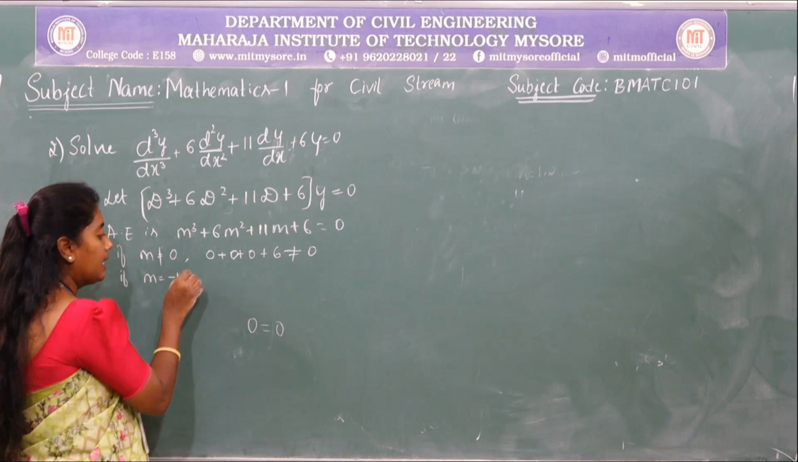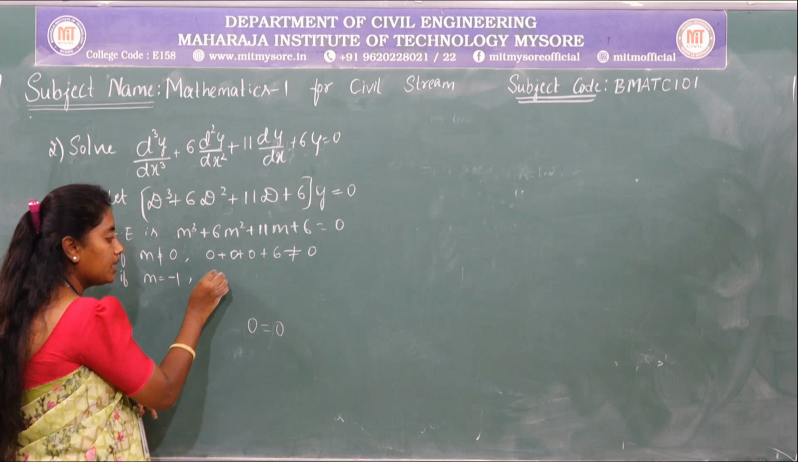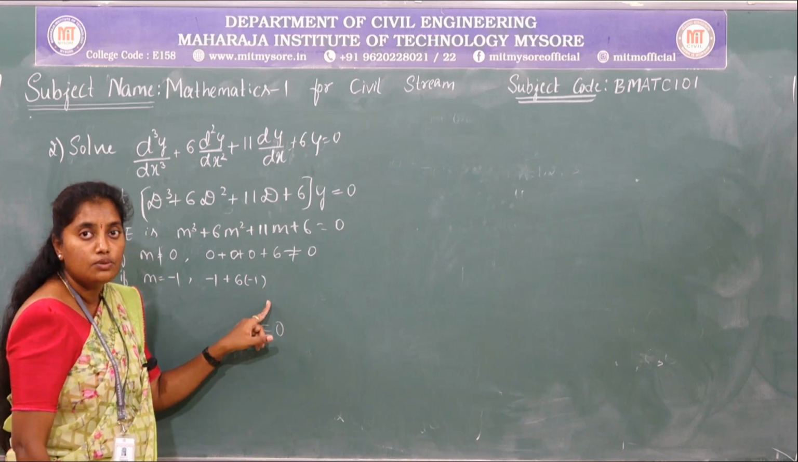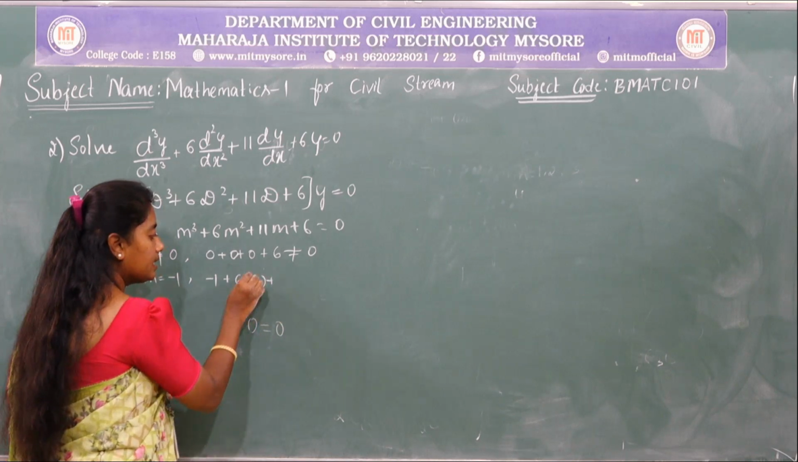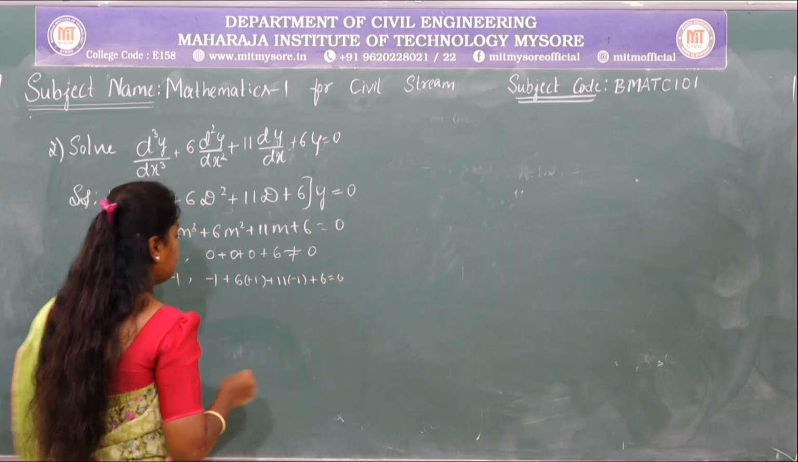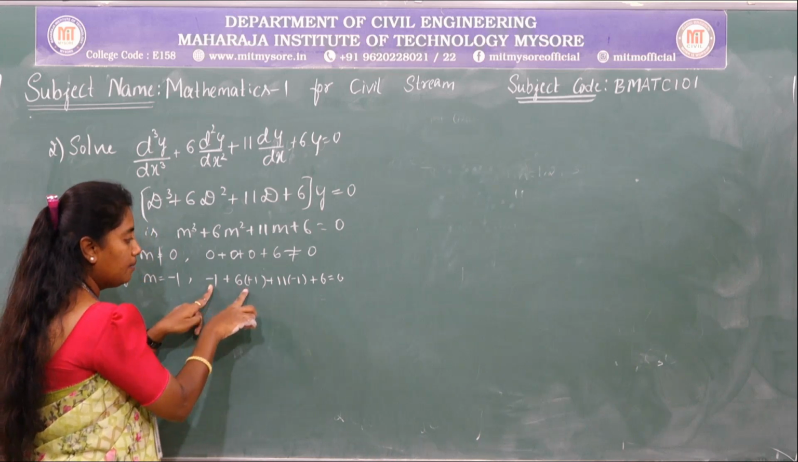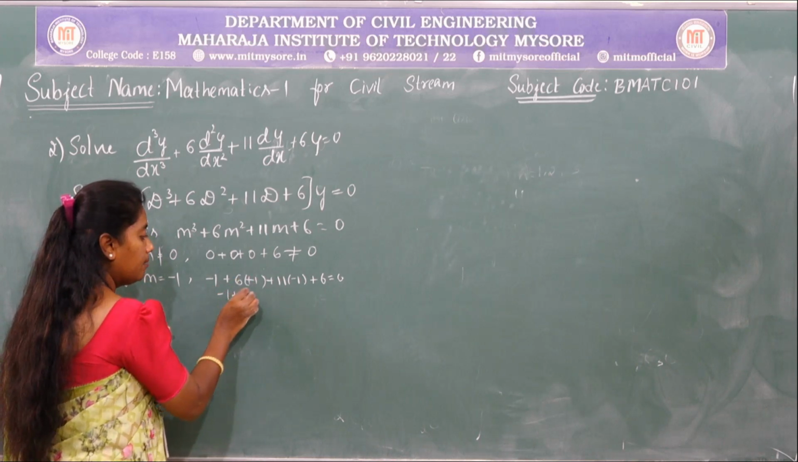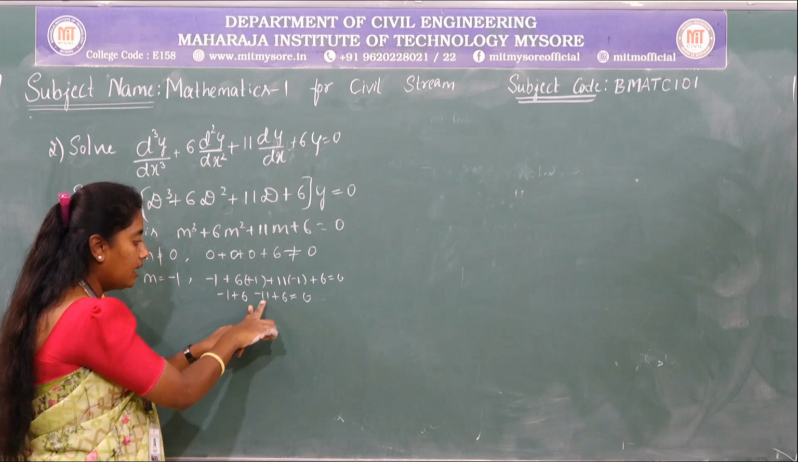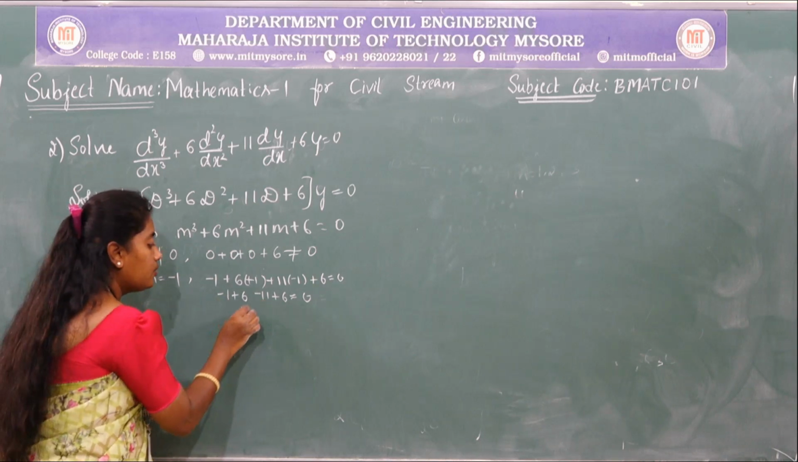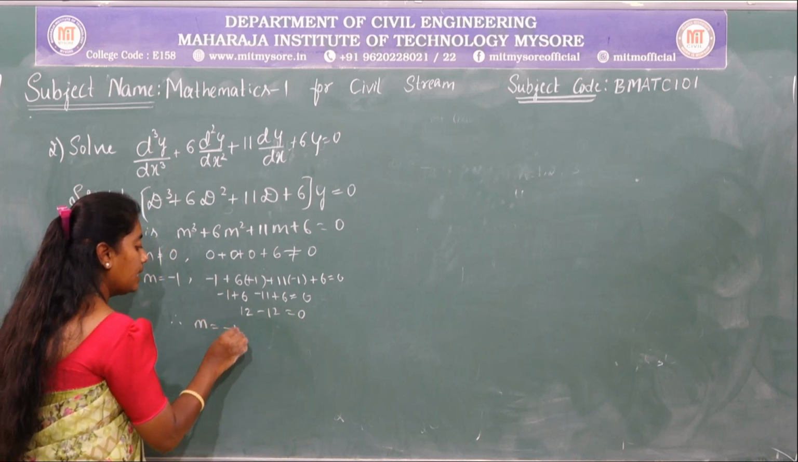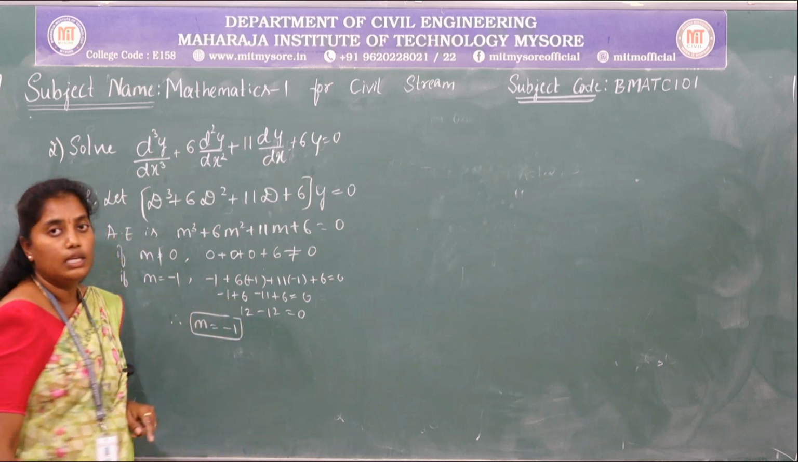On substituting m is equal to minus 1 you get minus 1 whole cube, that is minus 1, plus 6 into minus 1 whole square, that is plus 6, plus 11 into minus 1, plus 6 equal to 0. So here we get minus 1 plus 6 minus 11 plus 6 equal to 0. 6 plus 6 is 12, minus 11 minus 1 is minus 12, 12 minus 12 is equal to 0. Therefore, m is equal to minus 1 is one of the roots.